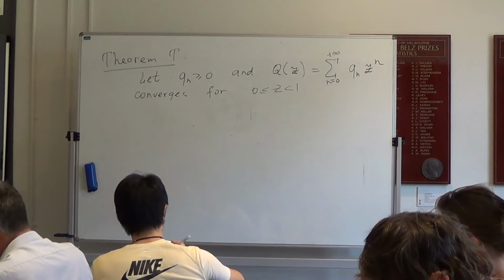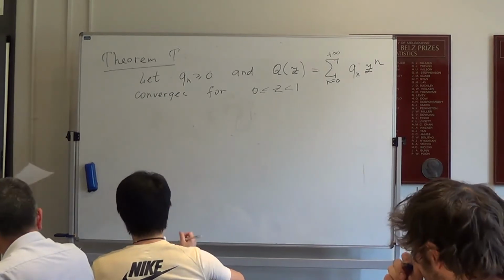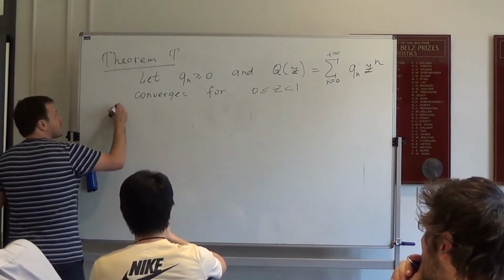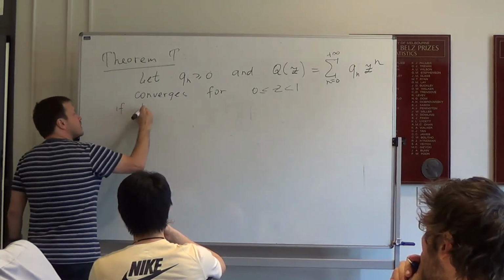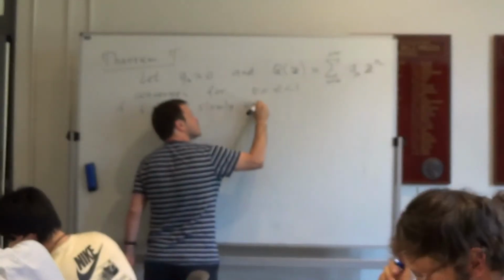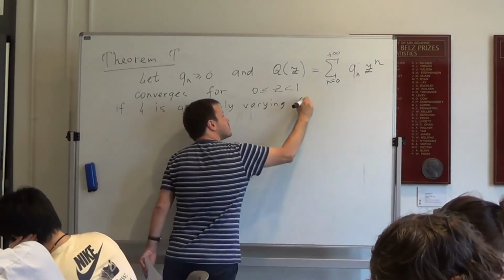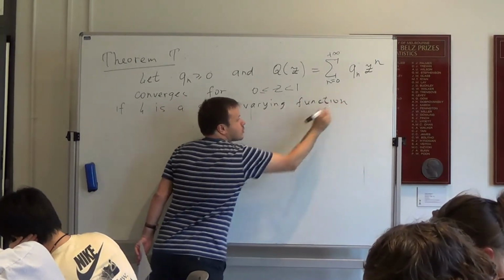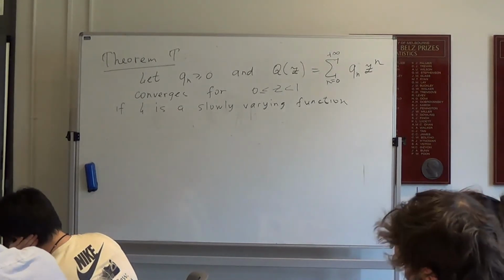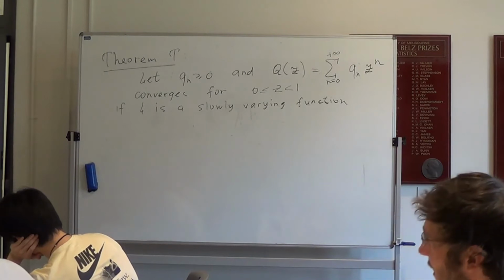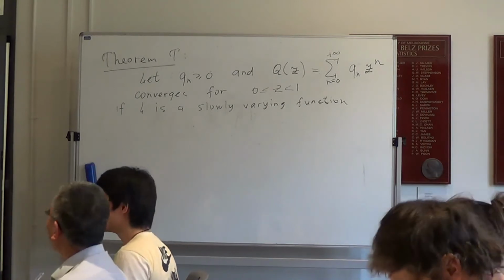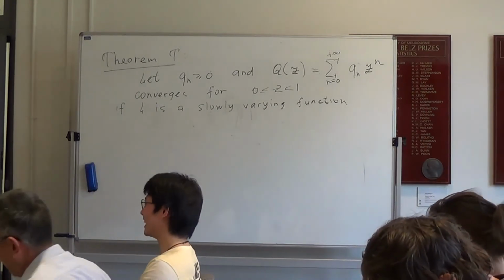Now, I'm going to state probably a more general form of this theorem, but we will use it in a singular form. So if L is a slowly varying function, well, I don't know if you know what a slowly varying function means, but what I can say is that a constant is a slowly varying function, and we're going to apply this theorem with L being a constant. Okay, so the theorem is applicable.